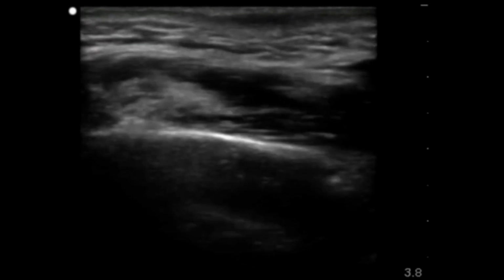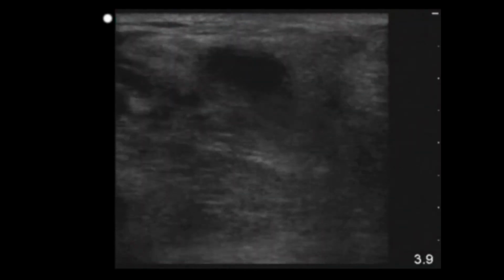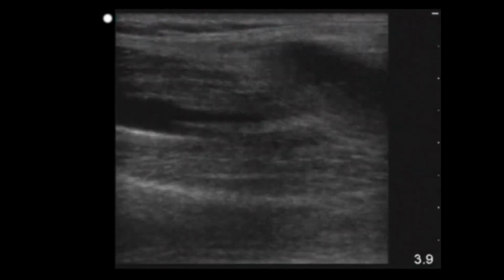So when the joint is taken through a complete range of motion, one can see the tendon completely retract up adjacent to the area of discontinuity. It should be noted that a Baker's cyst is present here.